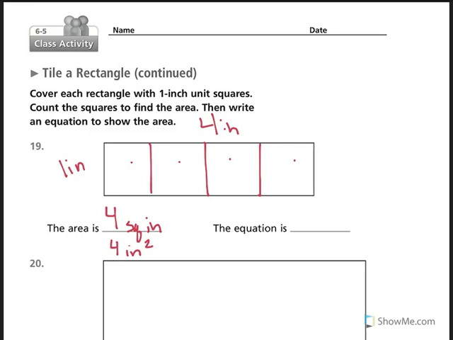And then the equation for that would be 4 times 1, which equals 4 inches squared. It could also be written as 1 times 4 because of that commutative property of multiplication. Still 4 inches squared. Okay. So either one of these is good.